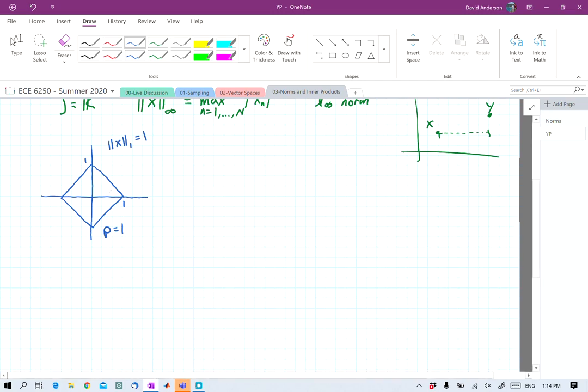Since we're adding up the absolute value of the two things, we could look at different points. For example, at this point we have 1 plus 0, that's equal to 1. At this point we have 1/2 plus 1/2, that's equal to 1. And here we have 0 plus 1, and that's equal to 1. And so there you go. All the points on that shape have a norm of 1.